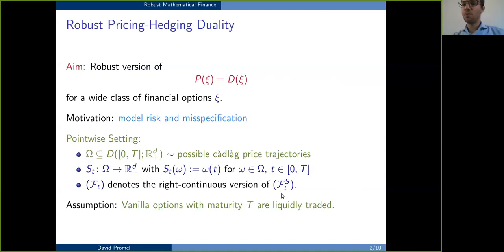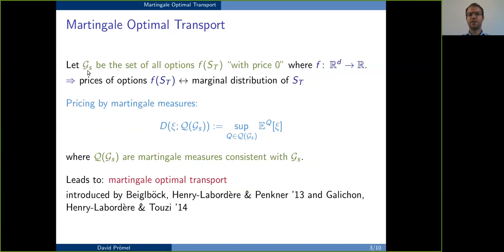Well, and now in this robust setting, it's commonly done that there's the additional assumption that the vanilla options are so frequently traded that they are considered as an input parameter. Because nowadays they are so frequently traded on the market that they are part of the underlying financial market. So assume that there's the class G_S of all financial European options of this form here: a function f applied to the price at terminal time T. And if I have all the prices, which are here normalized to 0, of these financial options, I know the marginal distribution of the price process at maturity T by the Breeden-Litzenberger formula.